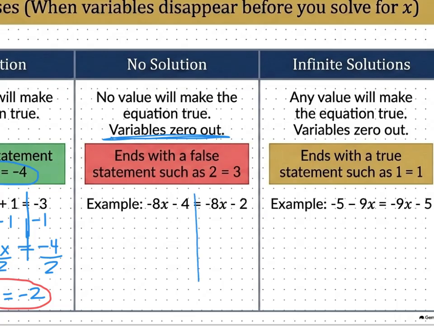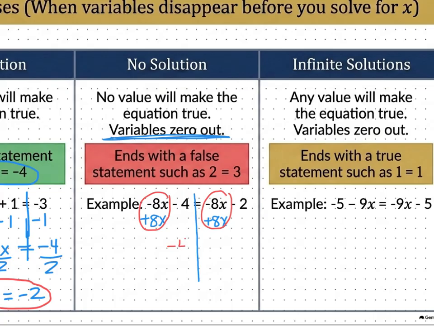When the variables zero out, in this case, the first step I would need to do is to move my variables to one side. So I'm going to add 8x to both sides. But do you see what happens? This is a negative 8x and this is a positive 8x. So when I add 8x to both sides, they'll cancel each other out, leaving me with just the constants.